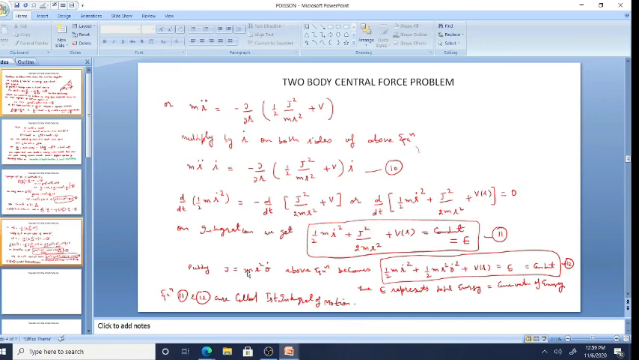If we put here J equal to mr²θ̇, then the above equation can also be written as 1/2 mṙ² plus 1/2 mr²θ̇² plus V(r) is equal to E, and it is also equal to constant. Equations 11 and 12 are called the first integral equations of motion, and these results are very important and will be used in central force problems. So you have to remember these expressions 11 and 12. Thank you.